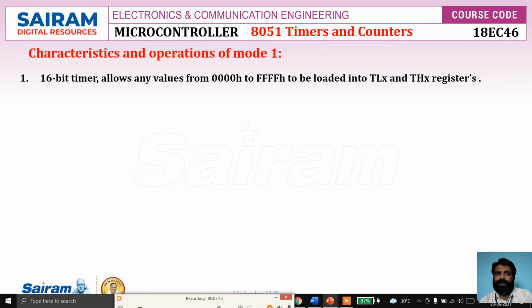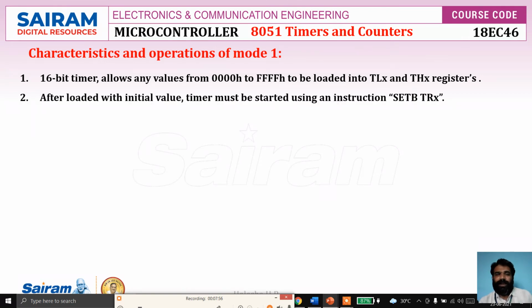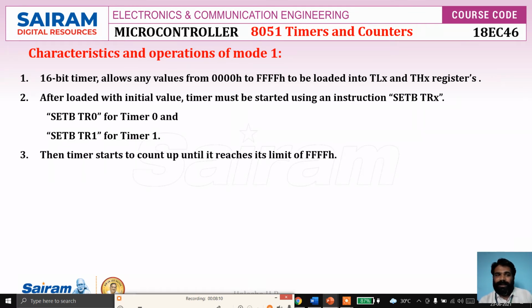So mode 1 is a 16-bit timer. That means it allows any values from 40H to 4FH to be loaded into TLX and THX registers. After being loaded with the initial value, the timer must be started using an instruction to set bit TRX. That means set bit TR0 for timer 0 and set bit TR1 for timer 1. And then the timer starts counting up until it reaches its maximum limit of 4FH.